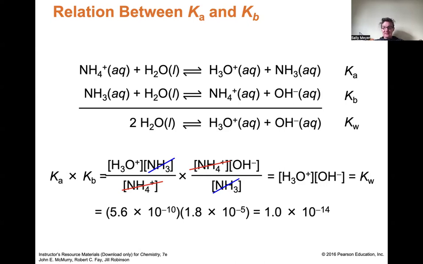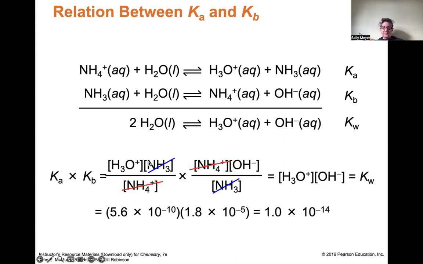If you add those two together, you get the Kw for water. So if you add those two together, things cancel from the product and reactant side. And so if you add them together, what you see is that the Kw, therefore, has to be the product of the Ka times the Kb for those two reactions.